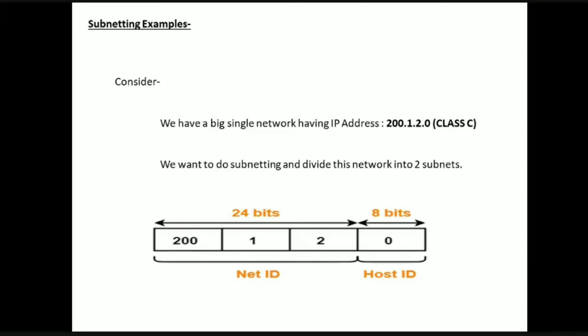If you see at the bottom of the screen, the representation of IP address, net ID and host ID. For the class C IP address 200.1.2.0, how many bytes do we have for net ID? The first 3 bytes are for net ID, and how many bytes for host ID? The last byte is for host ID. That is, the first 24 bits are for net ID and the last 8 bits are for host ID. I hope this is clear for you all, right?